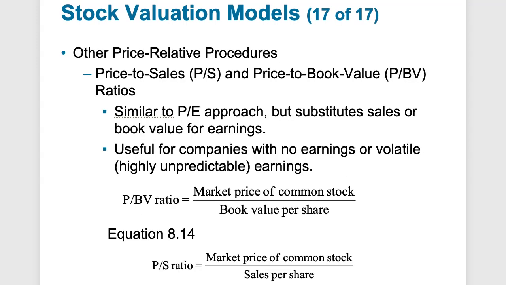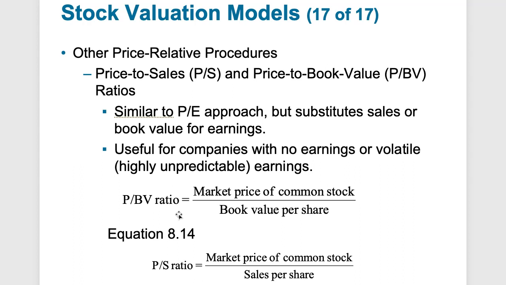So let's look at the price to sales approach and the price to book approach. Similar to the PE approach that we talked about earlier, but we're going to substitute sales or book value instead of earnings in the multiple. Now, if companies have no earnings, these are two great models for judging value. So if we take the stock price, when it says market price of common stock, this just means the stock price, divided by the book value per share. And we talked about this in the last chapter a little bit. So the book value per share would give you an idea of how valued the stock is.